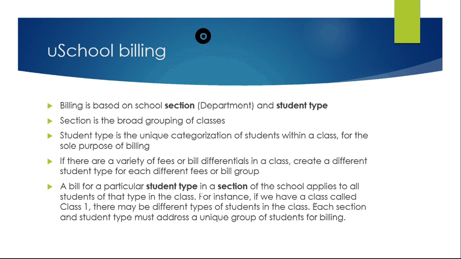A bill for a particular student type in a section of the school applies to all students of that type in the class. For instance, if we have a class called class 1, there may be different types of students in the class. Each section and student type must address a unique group of students for the purposes of billing.